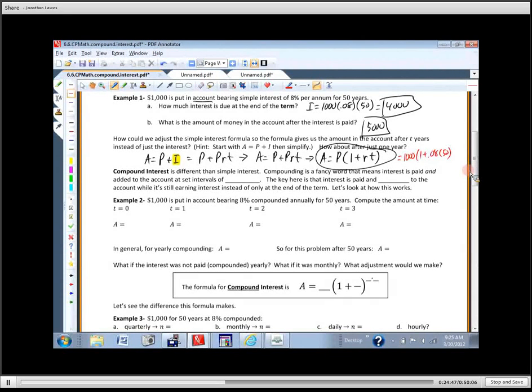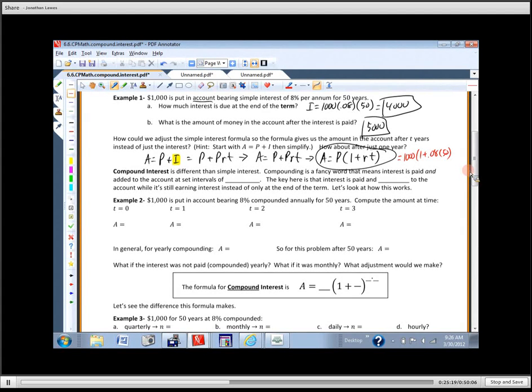Now, does anybody have a savings account? Do you know what your interest rate is? If you have a savings account, your interest rate is probably about 0.25%. If you wrote that as a decimal, 0.0025. It's tiny. Some of them are even less than that, like 1/10%.